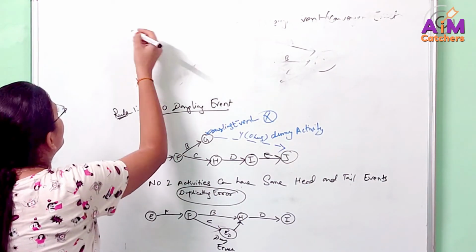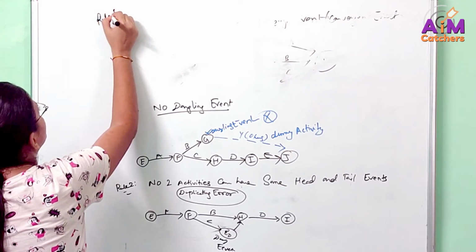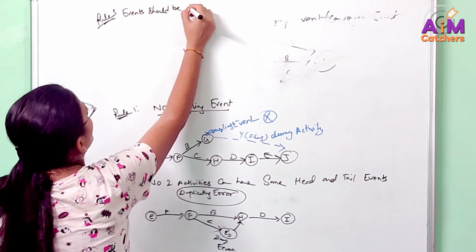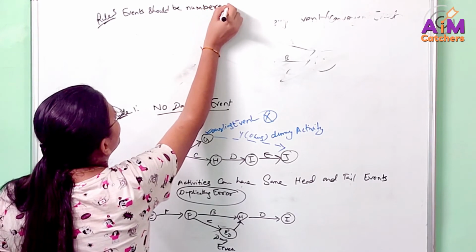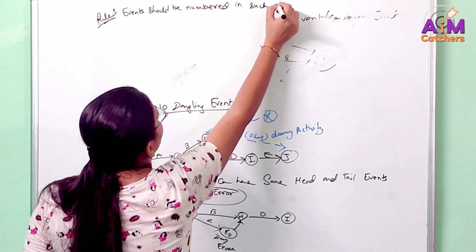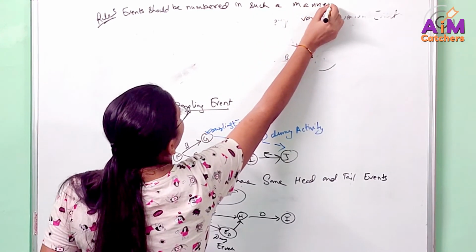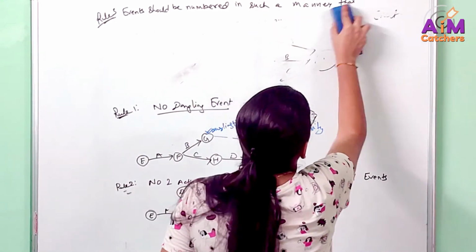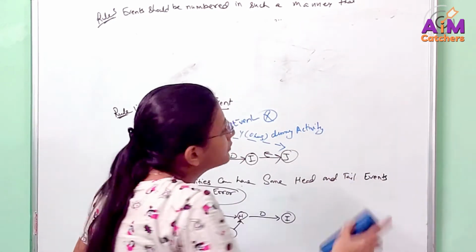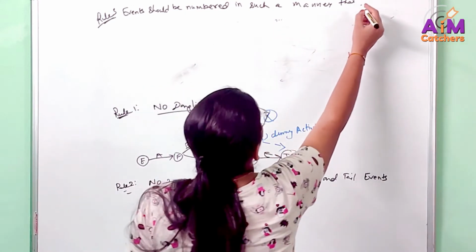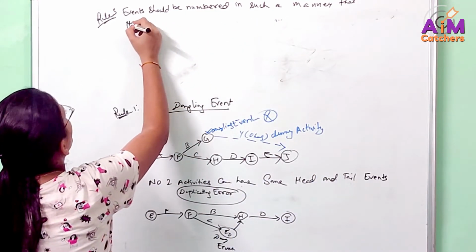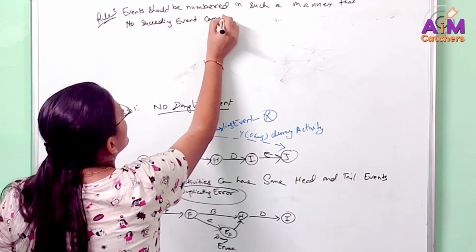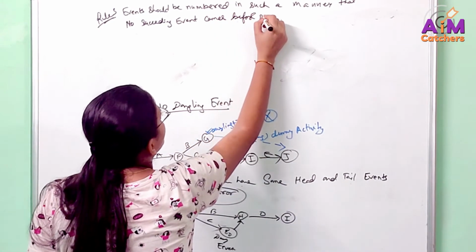See, for an example, rule number 3. Events should be numbered in such a manner that no succeeding event comes before the preceding event.